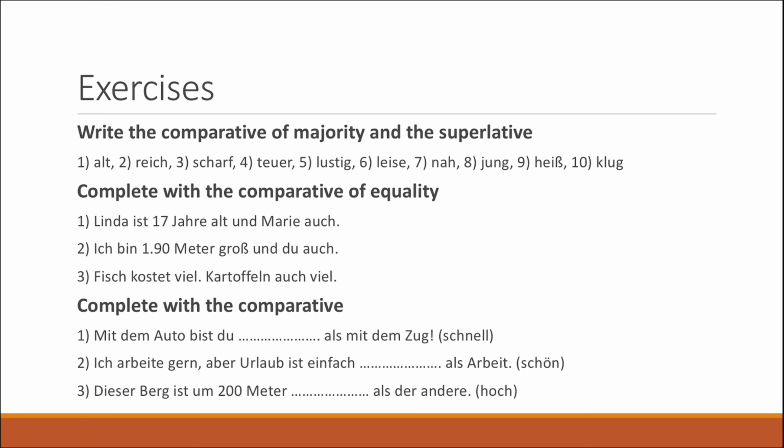Now, if you understood everything, I would recommend you to do the exercises. We have 3 parts. Firstly, try to write the comparative of majority and the superlative of the 10 adjectives I wrote. Secondly, try to complete with the comparative of equality. So try to transform these sentences in order to form the comparative of equality. And lastly, simply complete the 3 sentences with the comparative of the adjective in the parentheses.